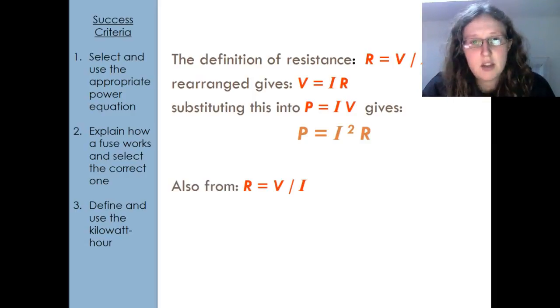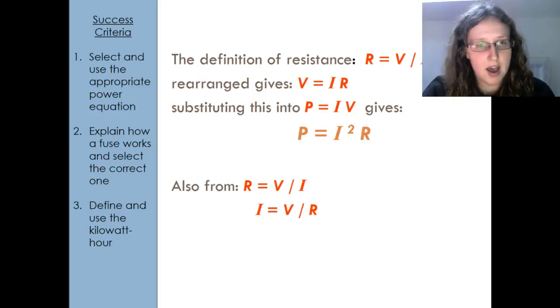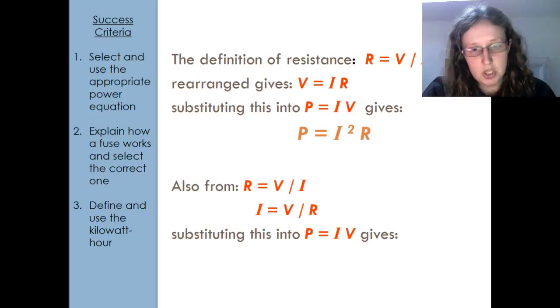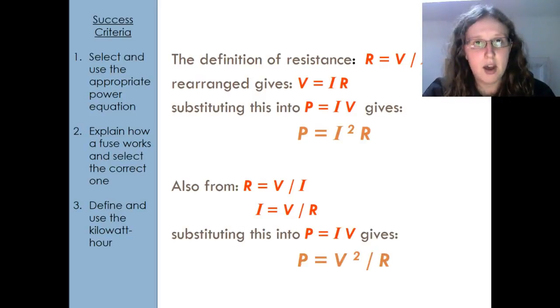What though if I know the voltage and the resistance? Well, I can do the same thing. So I go back to R equals V over I, rearrange for I, because that's the thing I want to get rid of, substitute that into P equals IV, and I get out P equals V squared over R. So now I actually have three equations for calculating power, and I can just select the one that's more useful based on what information I know about the circuit. Easy peasy.